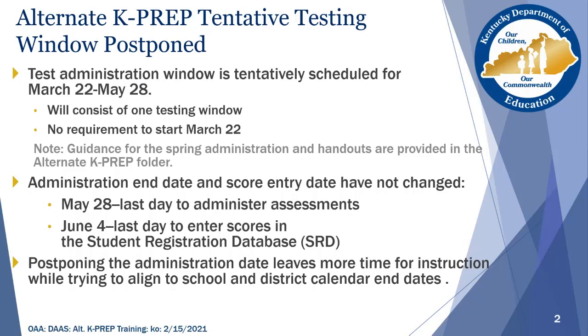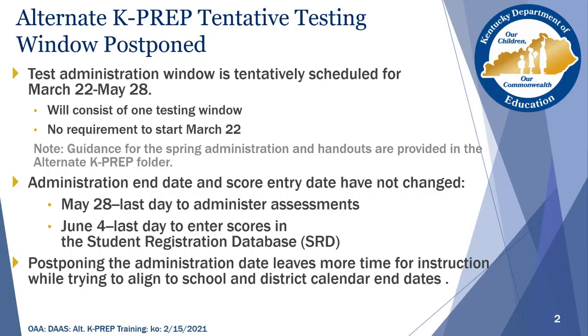As you can see on the slide, testing does not have to begin March 22nd. However, please know that March 22nd is the earliest that testing may begin. The end date and date for score entry have not changed. Those will still be May 28th and June 4th, respectively.